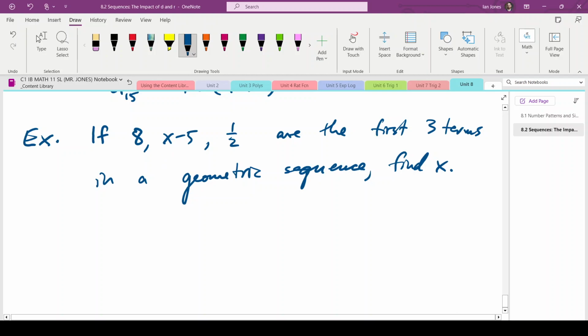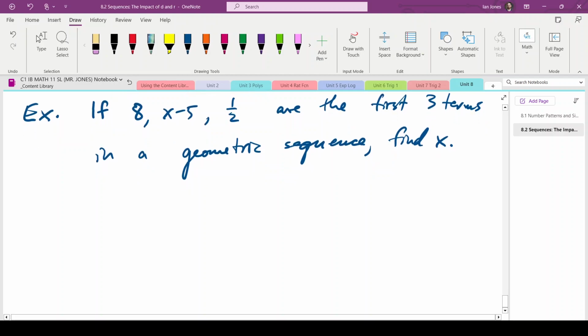Once we find x, we could find r. And once we find r, we could find any term in this sequence, right? So finding x is just the first step to solving a whole bunch of different types of problems that could be asked of you here. But I'm just going to solve for x, and then the rest I'm sure you can figure out.